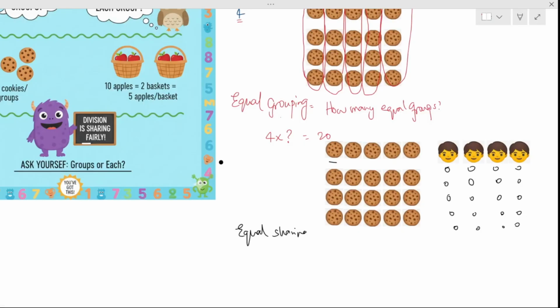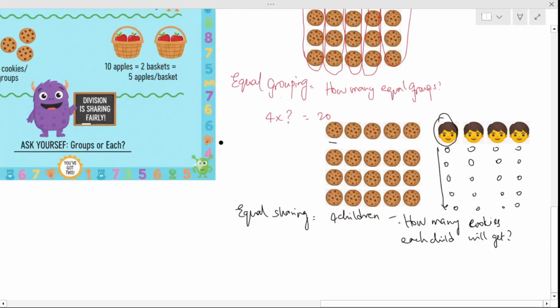So the question can be rephrased as: if I have 20 cookies and I want to share equally among 4 children, how many cookies will each child get? So in each child, how many will be there? If I want to make it into 4, into how many? 4 children, how many will be 20? The same question, but asked in a different way. The first one is called equal grouping, and the second one is called equal sharing. This is the basic concept of division.